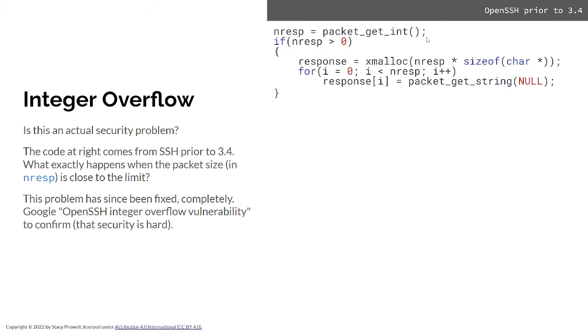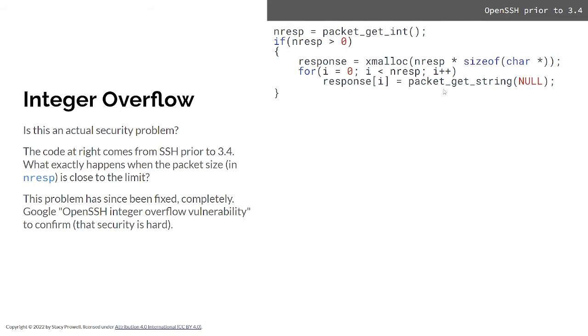We go ahead and we get an int. If the response is greater than zero, we allocate some space. How much? Well, we take the size of a char pointer, multiply that by the number of responses, and we allocate that much space. And then we loop, and we copy each packet into the response at slot i. Easy, simple, good stuff, right? Did you see anything wrong with that? There's clearly nothing wrong with this code. This is the kind of code that you or I might write to do this. Tell me how much you need, I'll allocate it, and then I'll copy the stuff into it.